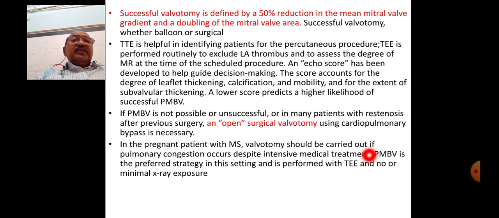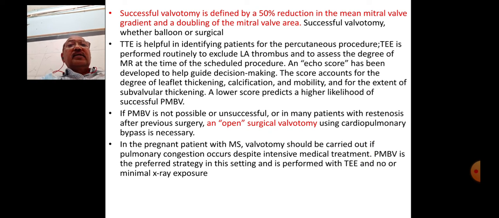If PMBV is not possible or unsuccessful, or in many patients with re-stenosis after previous surgery, an open surgical valvotomy is considered. In pregnant patients with MS, valvotomy should be carried out if pulmonary congestion occurs despite intensive medical therapy, and PMBV is the preferred strategy in this setting and is performed with TEE and no or minimal exposure to radiation.